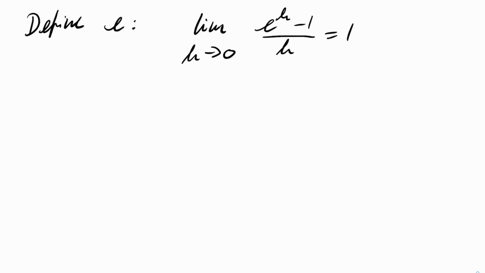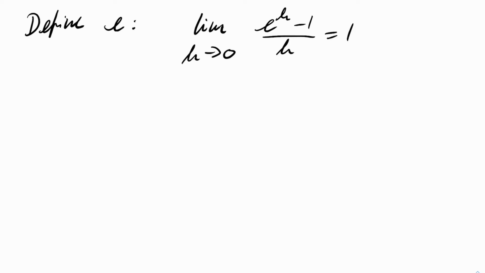So for this special number, this limit of e to the h minus 1 over h, as h tends to 0 is equal to 1. So just to be clear, as h is tending to 0, the numerator is tending to 0 and the denominator is tending to 0. So we have a limit of the form 0 over 0. We'll come back to these sorts of limits later in the course, but for now note that it's not a trivial statement to make. So given this then, we have shown that for this special number, d by dx of e to the x is just e to the x.